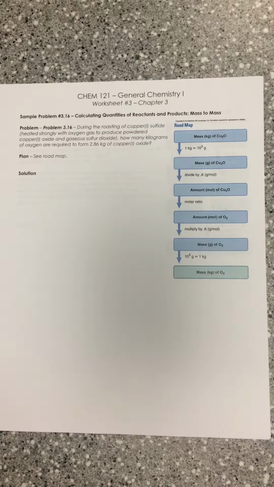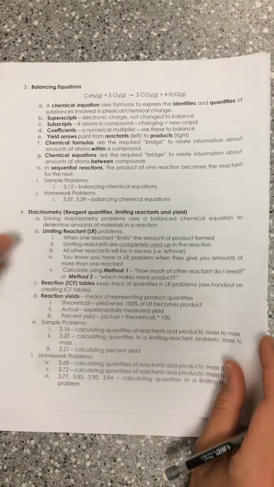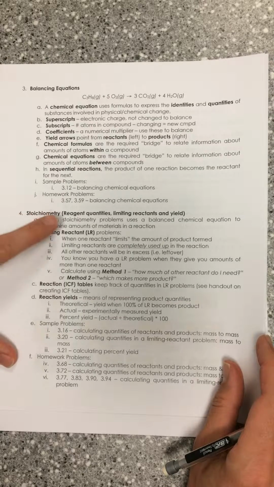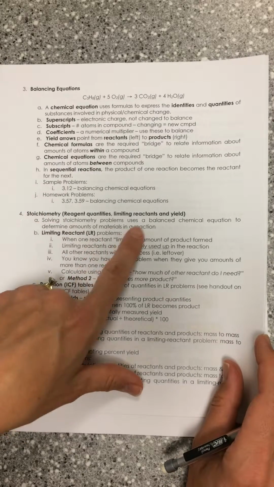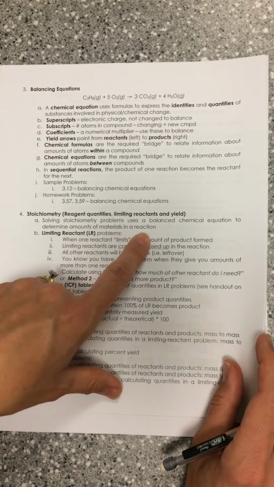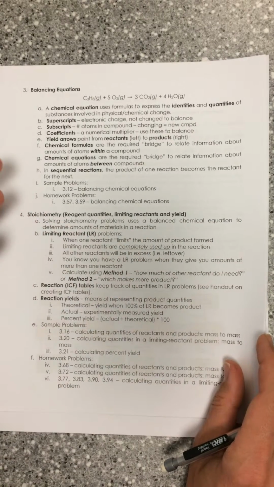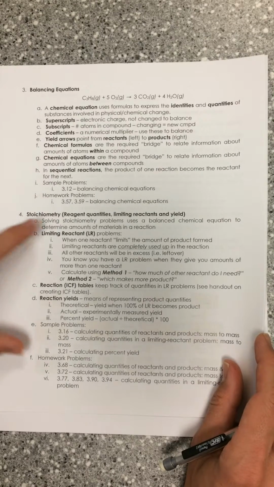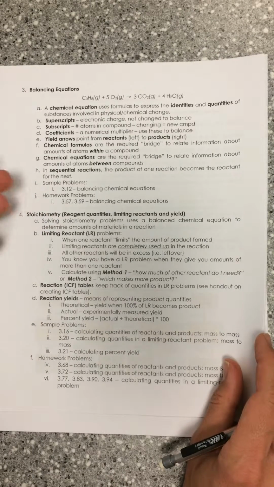So moving on to our fourth skill in this chapter. This is called stoichiometry. Stoichiometry problems, basically, as it says here, use a balanced chemical equation to determine amounts of materials in a reaction. And the difficulty in these problems largely lies in how directly information is, again, given to you.